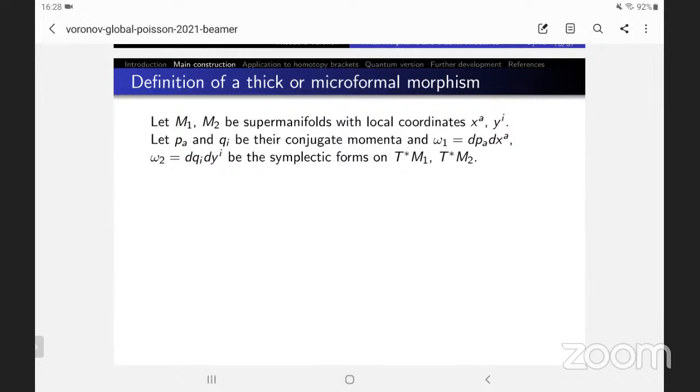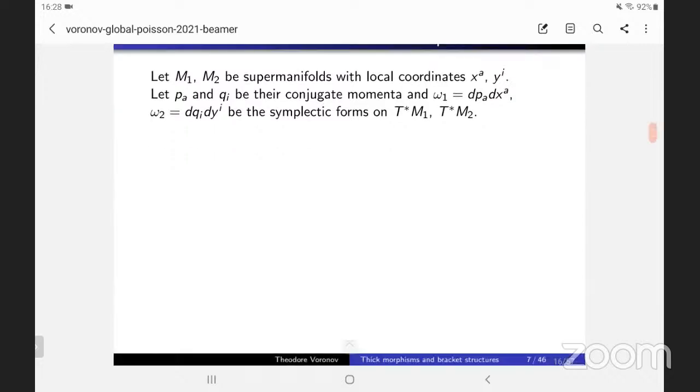The difference between X and Y is very simple. X is a coordinate on M1 and Y is a coordinate on M2. So I'm talking about two manifolds. We have two symplectic forms, on M1 and M2.